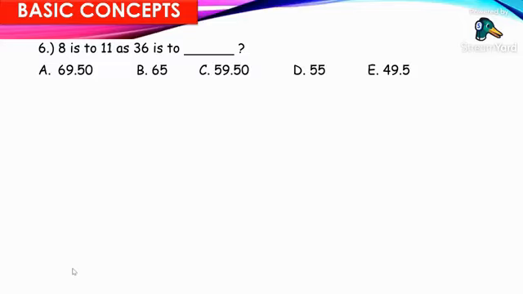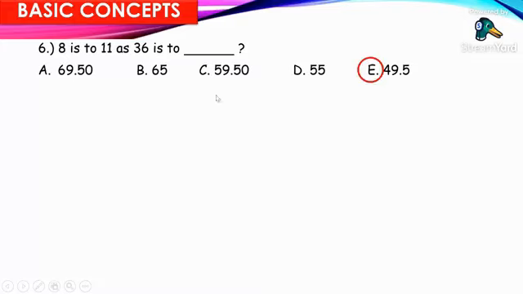Okay, so this is ratio and proportion. The product of the mean is equal to the product of the extremes. Pag ganito po yung problem, you're going to multiply 11 and 36, and then divide that by whatever the product. Pagtapos mong multiply sa 11 at saka si 36, then divide that by 8. So the correct answer is letter E.